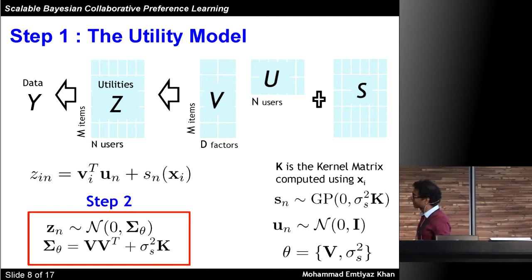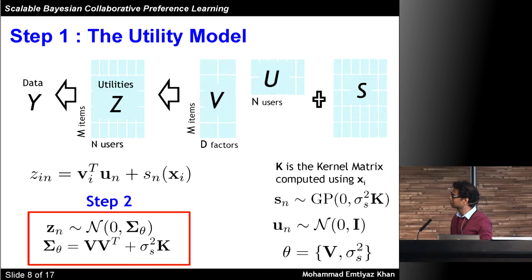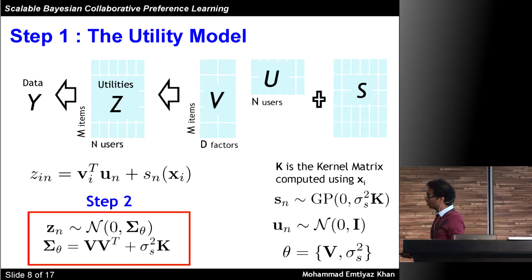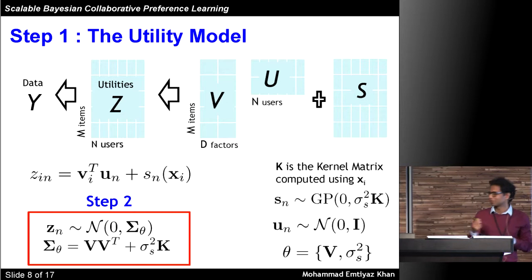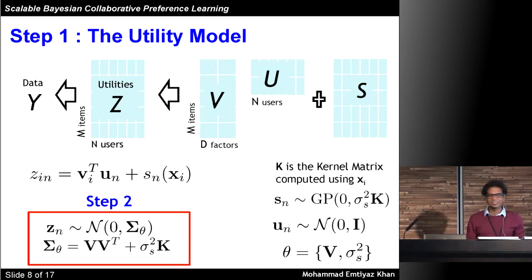Step 1 is done. Step 2 is working with utilities directly. So now you can see that U and S, they're both Gaussian. So Z is going to be Gaussian. So I could just marginalize them out and work directly with Z. So the covariance of Z, now all the theta, the parameters, just sit in the covariance of Z, and it's a low rank term plus a kernel term. So you will see that this trick actually puts all the parameters in this latent variable, and that makes our inference, our estimation of matrix V and this parameter sigma squared, easy. So that's the last step that I'm going to explain.